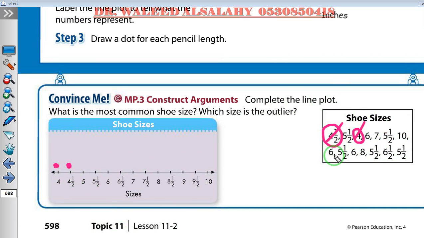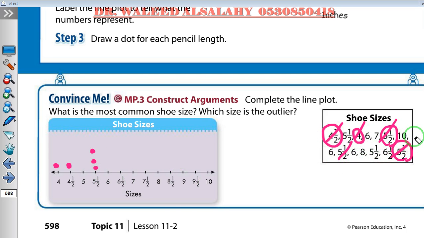Cross, because we finished. 5: do we have 5s here or not? This is 6, 7, 10. No, we don't have exactly 5, so leave it. 5.5: yes, we have. See, we have 5.5, 3 times. So put 3 dots: 1, 2, 3.